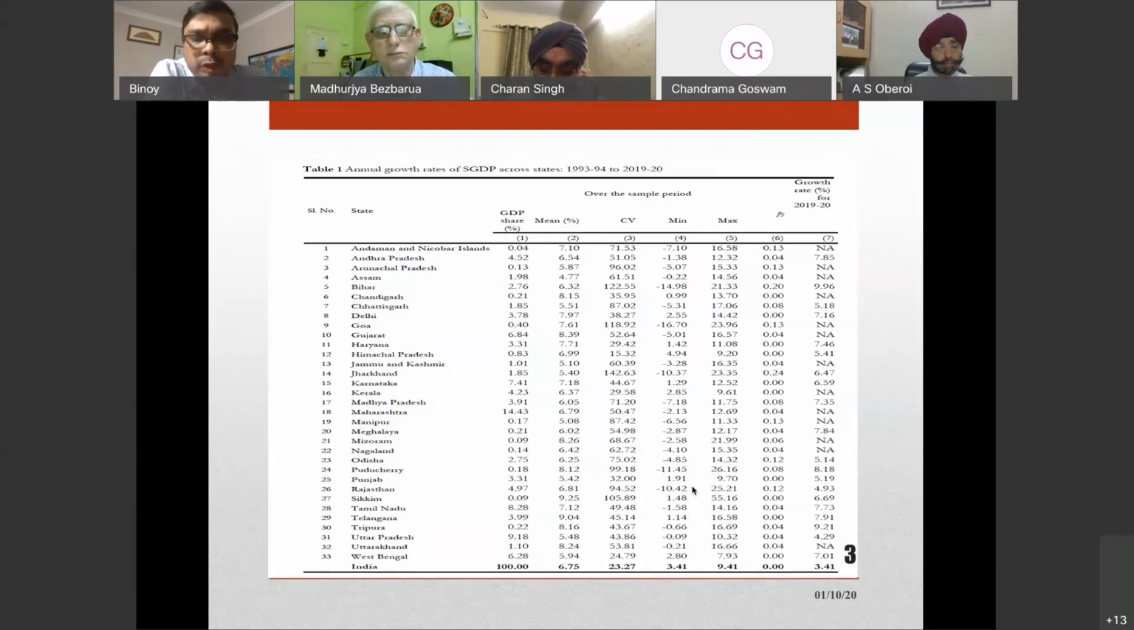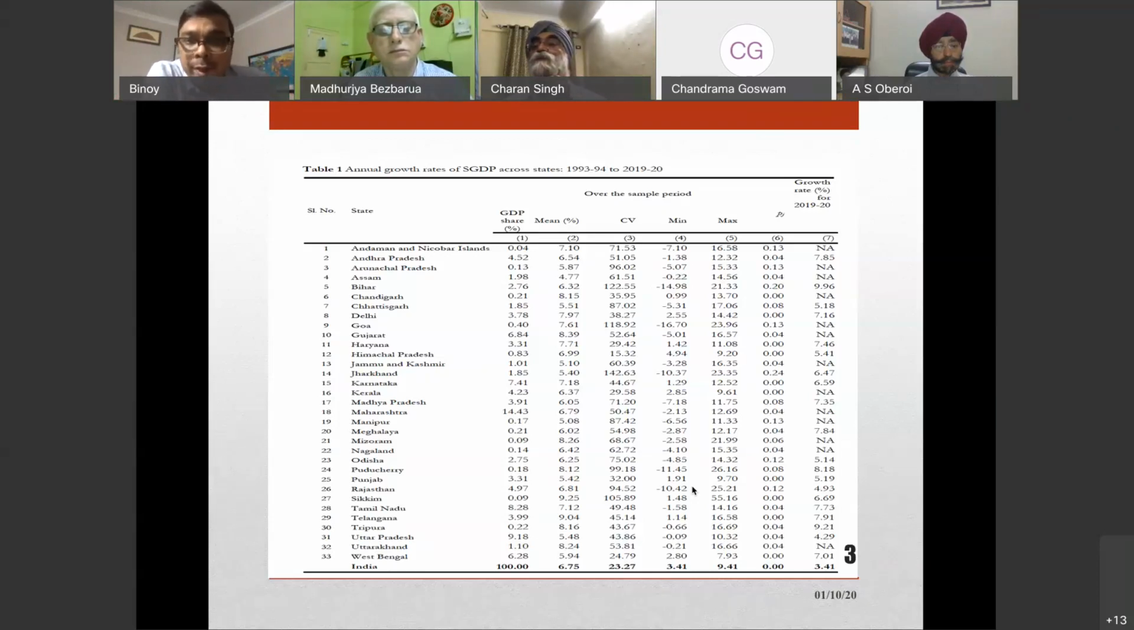In the first column, we have the state's share in the national GDP. This is the average share over the sample period of 1994 to 2019-20. We have taken this period because it coincides with the post-reform period. Over this period, we have taken the average. And the first column shows the share of a union territory or a state in the national GDP.